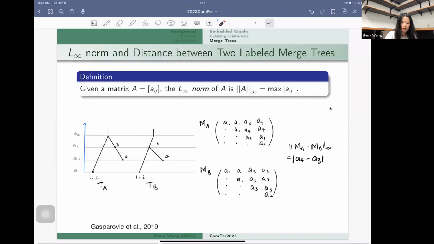And if we look at the example here, T1 is the same merge tree from the previous slide. And T2 here, I just moved the merge point from A4 to A3. So how that's reflected in the induced matrix is that all the entries that used to be A4s have now become A3. So naturally, if we take the difference matrix and compute its L infinity norm, we get the absolute value of A4 minus A3. And that is the value that we use to represent the distance between these 2 trees. And this distance is defined by Gasparovic et al. And it's actually an interleaving distance.